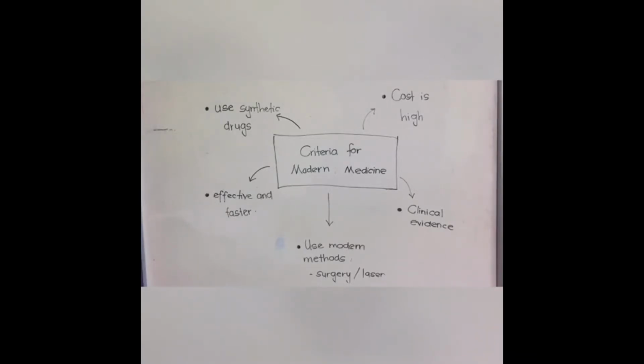and for sure the cost is high. So here I recommend that you make a table and list all the characteristics of both types of medicine, traditional medicine and modern medicine, so that you can see clearly the difference between traditional medicine and modern medicine.